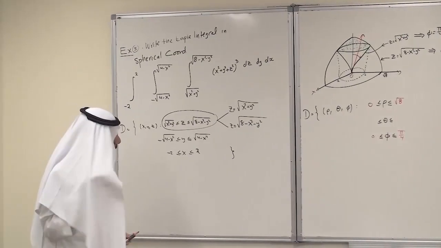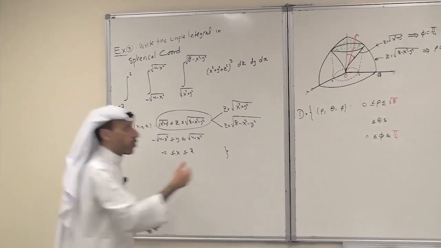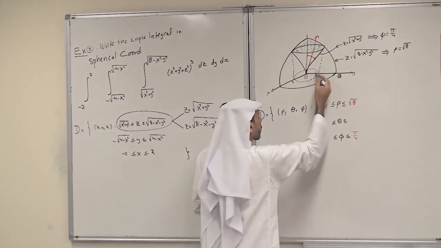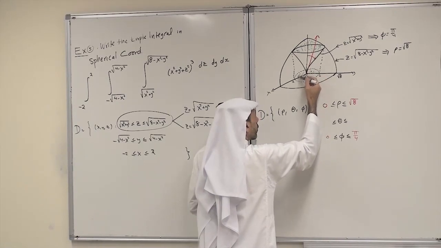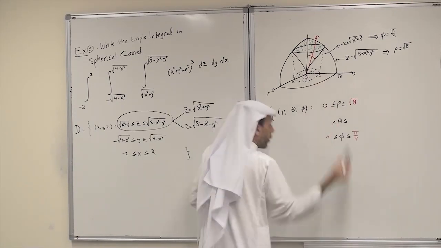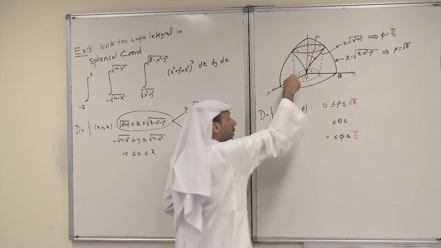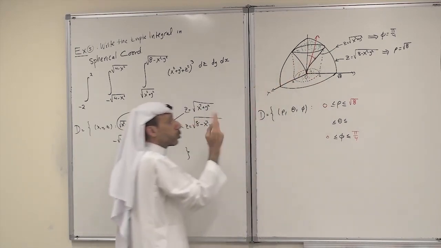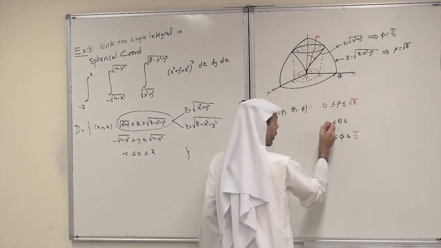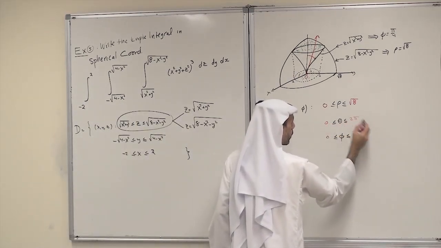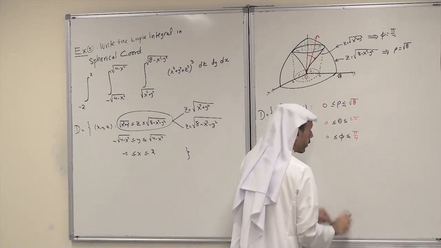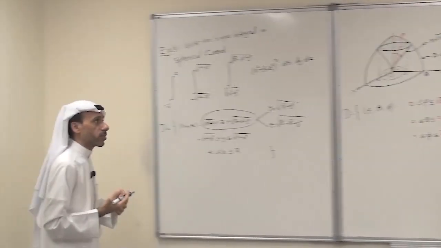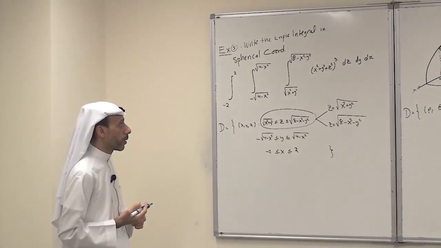What about theta? From the projection, the projection is the full disk, everything inside, so all possible values of theta are 0 to 2 pi, one full cycle. So these are the limits, or the description, in spherical coordinates.